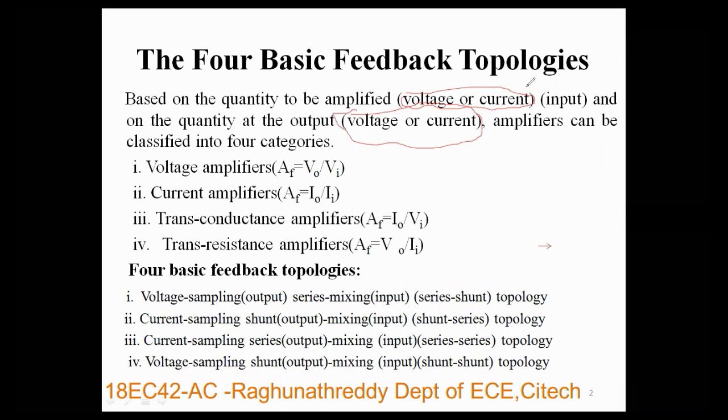These are classified as voltage amplifier. In a voltage amplifier, both the output quantity and the input quantity are voltage, hence it is called a voltage amplifier. In the case of a current amplifier, output quantity is current and input quantity is current, hence the name current amplifier. Transconductance: trans means output by input, and conductance means current by voltage, so output current by input voltage. Transresistance means output voltage by input current, hence it is a transresistance amplifier.